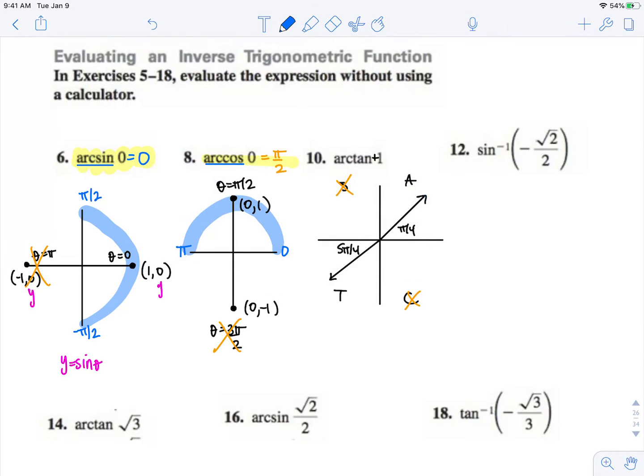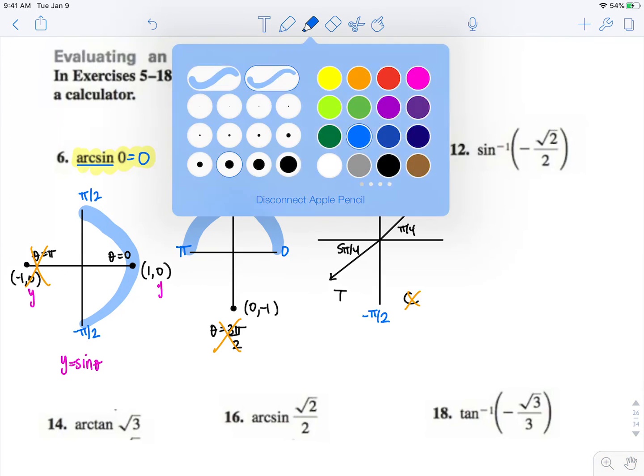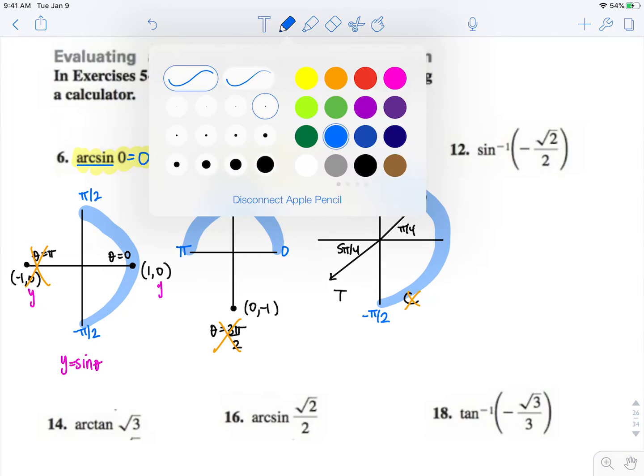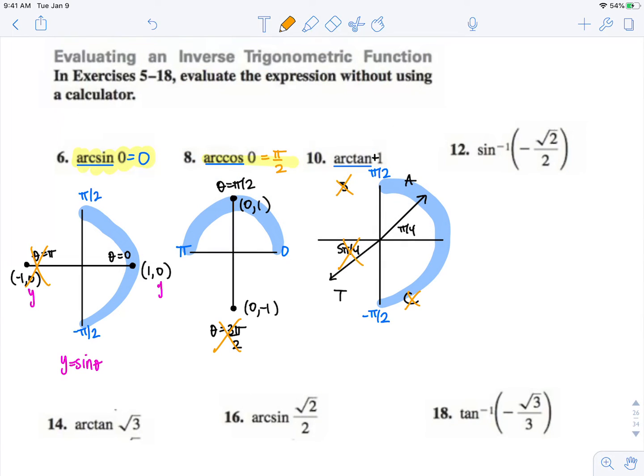However, arctangent only exists between those two vertical asymptotes, where our angles are between negative pi over 2 and pi over 2. So that is only looking at the right side of the circle. Therefore, we won't use this answer. So arctangent of 1 is only pi over 4.